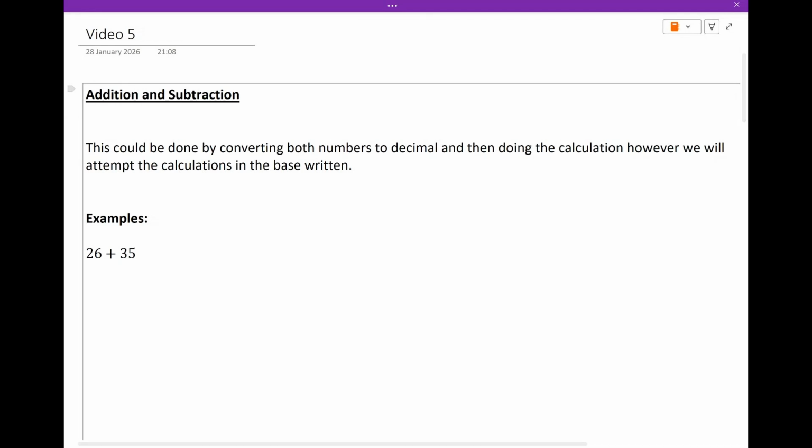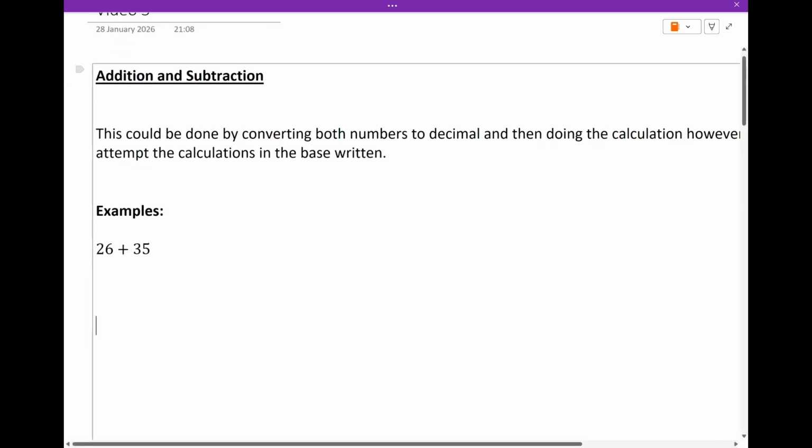Okay, we're now going to look at adding and subtracting in different bases. Now, technically, you could answer any of these questions by converting all the numbers to base 10, doing the calculation in base 10, then converting back to whatever base they want you to give your answer in. However, we're actually going to look at how we can answer these questions by keeping the numbers in the original base given in the question.